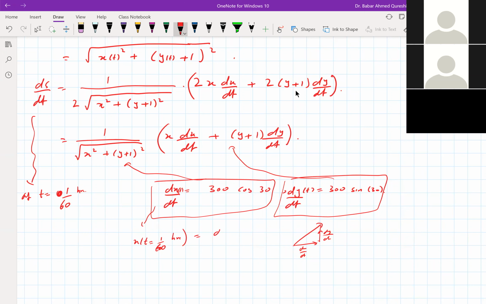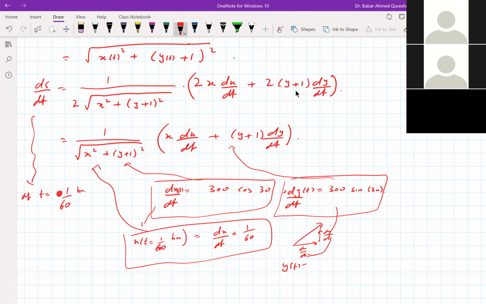All you have to do is multiply this speed by time. So take these numbers, put them in. Similarly here, dy by dt, which you will find by multiplying with the sine theta, times 1 over 60. And put all these in here, and you will have your answer.